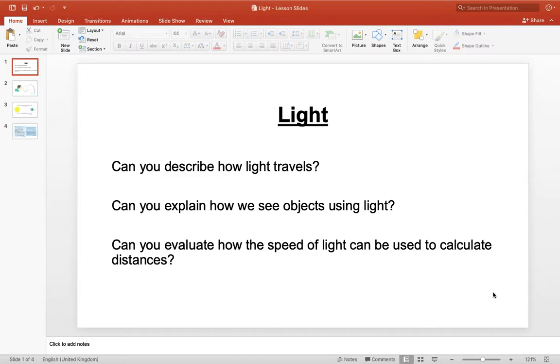So if in your exercise books or on a piece of paper you could write the title Light. By the end of this lesson you should be able to describe how light travels, you should be able to explain how we see objects using light, and you should be able to evaluate how the speed of light can be used to calculate distance. This bottom one is a very difficult learning objective. These are the first two I want us to focus on. If you can do that last one, fantastic.